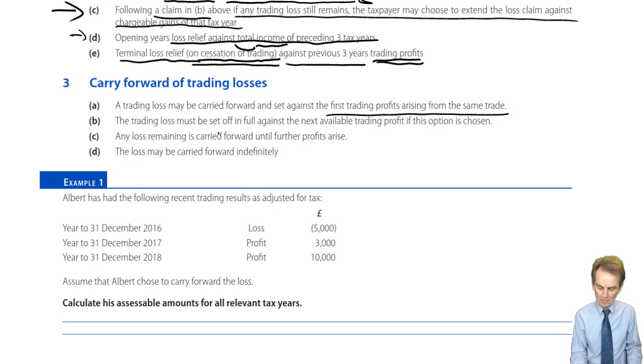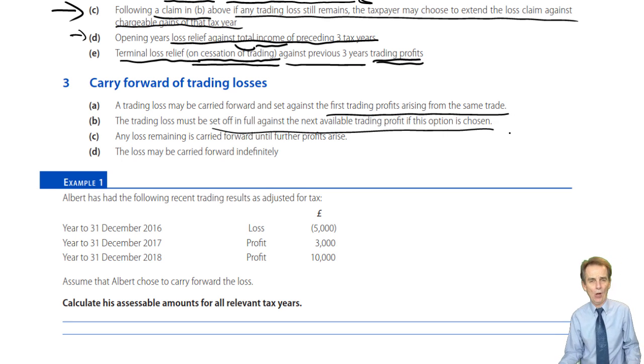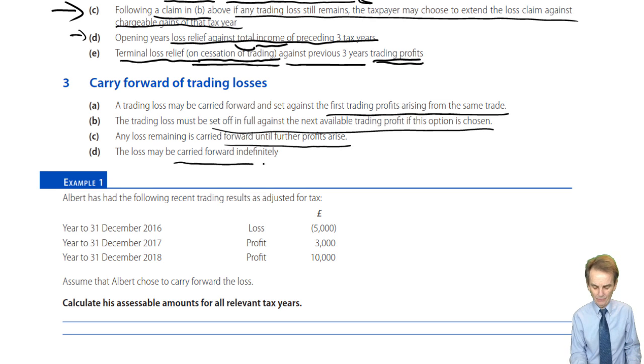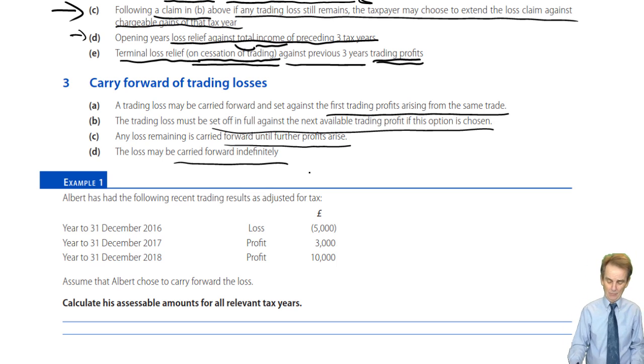The trading loss must be set off in full. As we have said, you cannot make partial claims. You cannot skip any years. Any loss remaining is carried forward until further profits arise, and the loss may be carried forward indefinitely. The only thing that would cause any of this loss to lapse is if this trade ceased trading, for as we have seen, it may only go forward against future trading profits of the same trade.